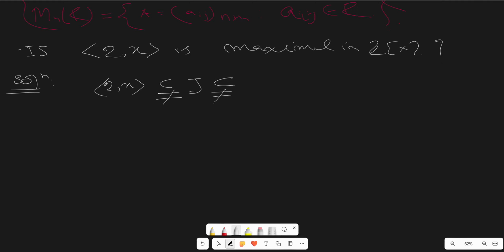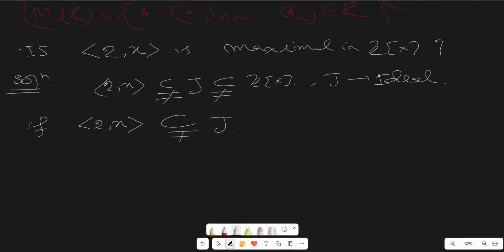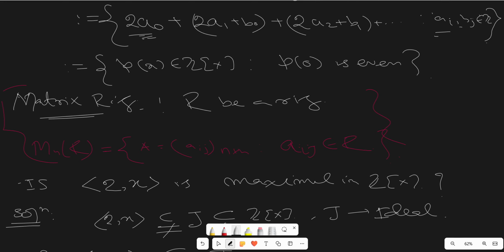If it is not maximal, right? So suppose that J is an ideal, and suppose the ideal generated by 2 comma x is properly contained in the ideal J. Okay, so what is the ideal (2, x)? It consists of all those polynomials whose p(0) is even.